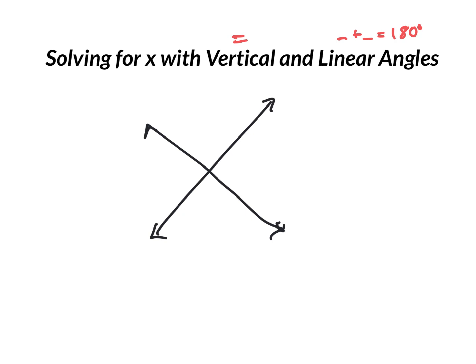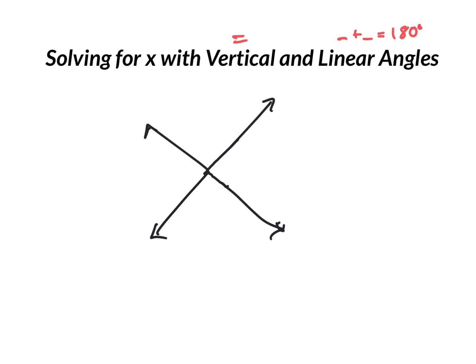Now let's say we had something like this, where we said, well, this is 4x, and this is 80. Solve for x. Well, in this case, we'd say, well, those two are linear. They are right next to each other, not across the intersection, but next to each other. So those two, 4x plus 80, must be equal to 180 degrees. So I would subtract 80 from both sides. Again, you probably learned this all in your algebra course. 4x is equal to 100. Divide both sides by 4. And x is 25.